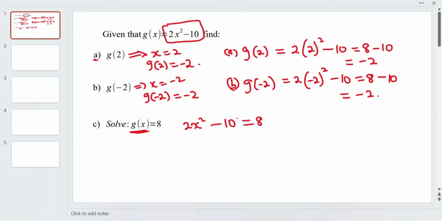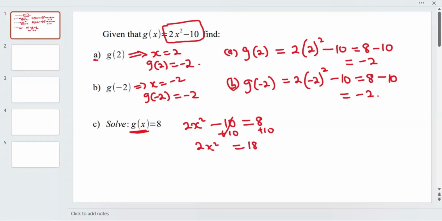So I go ahead to solve this quadratic expression. Don't forget that this is a quadratic expression because you're already having x squared. So what I do is I add plus 10 to both sides. So that minus 10 plus 10 gives me 0. And I have 2x squared now equals 18.